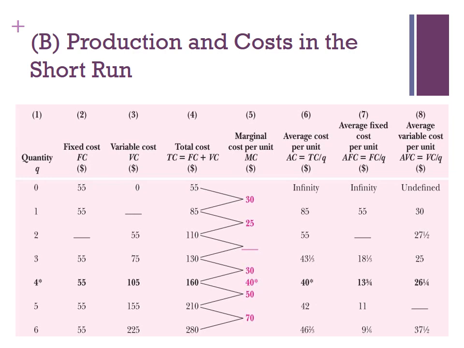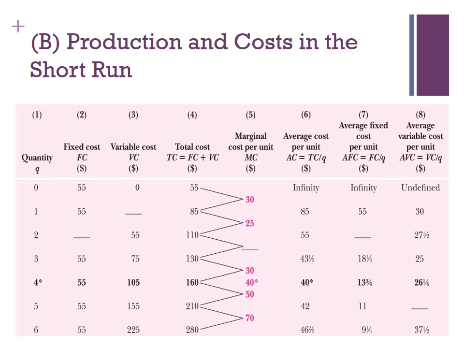What about variable cost? Here we observe that variable cost is changing with production. Variable cost is zero, of course, when we are producing zero. Now, when we produce the first unit, total cost is 85. So we can conclude that variable cost is equal to 30. How do we get this 30? Because fixed cost is 55 and total cost is 85, so variable cost is total cost minus fixed cost. Total cost 85 minus fixed cost 55 equals 30. So the missing number here is $30.